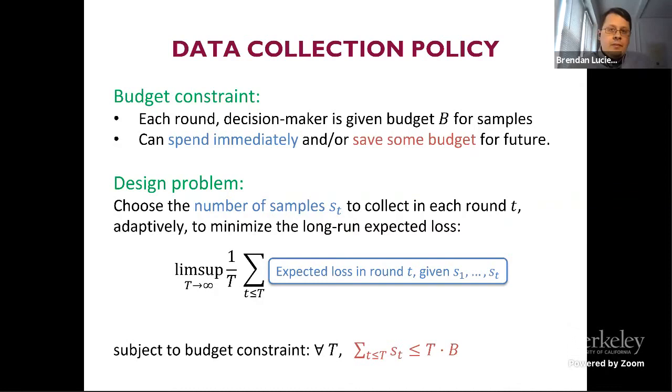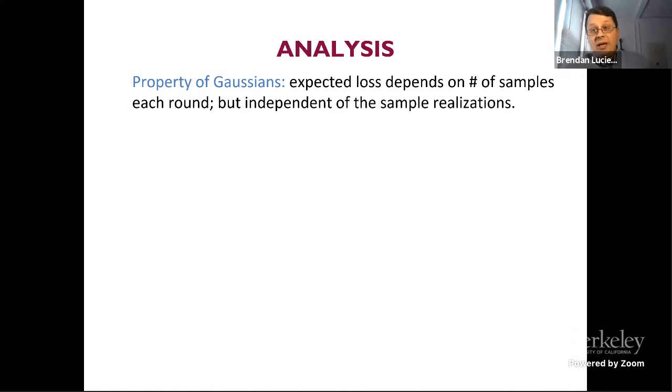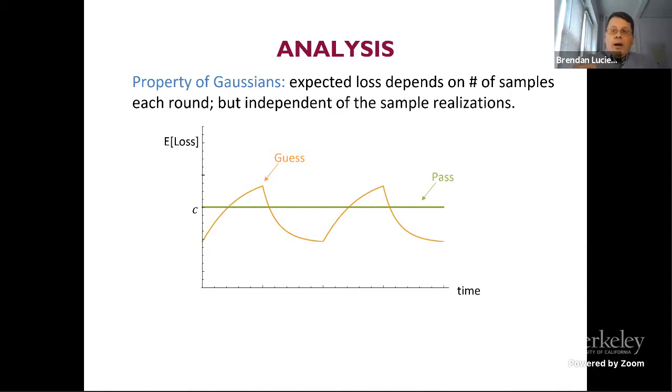The reason we started with this Gaussian case is because it has this nice property, which is that my expected loss certainly depends on the number of samples I'm getting every round, but for Gaussians, it's actually independent of those sample realizations. So given some strategy for acquiring data, I can think of my loss as traced out over time in this nice way, where as I get more information, as I take more samples, guessing gets better. As I take fewer samples, guessing gets worse. This is loss, so higher is worse. If I'm being lackadaisical about getting samples, then guessing gets worse, and eventually it becomes better for me to do the outside option.